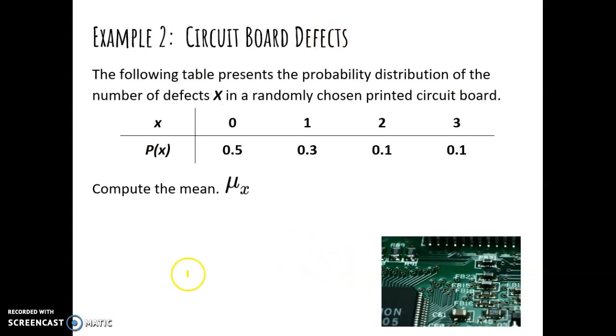So why don't you pause the video and attempt to compute the mean of the random variable for the following table that presents the probability distribution of the number of defects X in a randomly chosen printed circuit board, and then come back and see if you got it right.